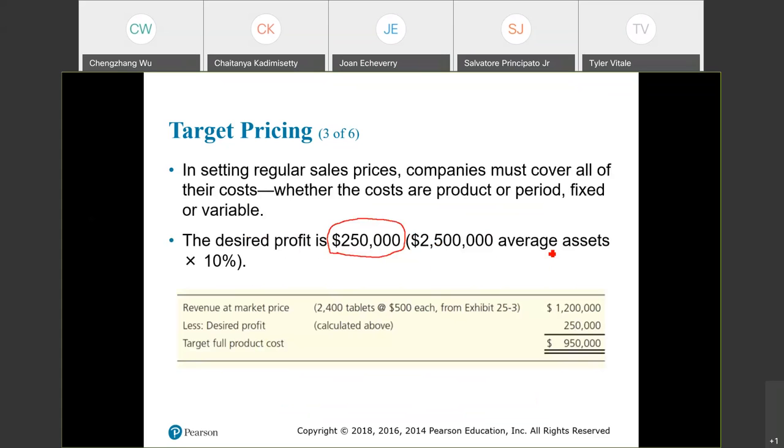So as I said, the stockholders of the company expected a ROI to be 10%. So we have the following calculation. Revenue at market price, that is 2,400 tablets at 500 each, less the desired profit, which is 250,000, derived right from here. So we get the target full product cost, which is 950,000.